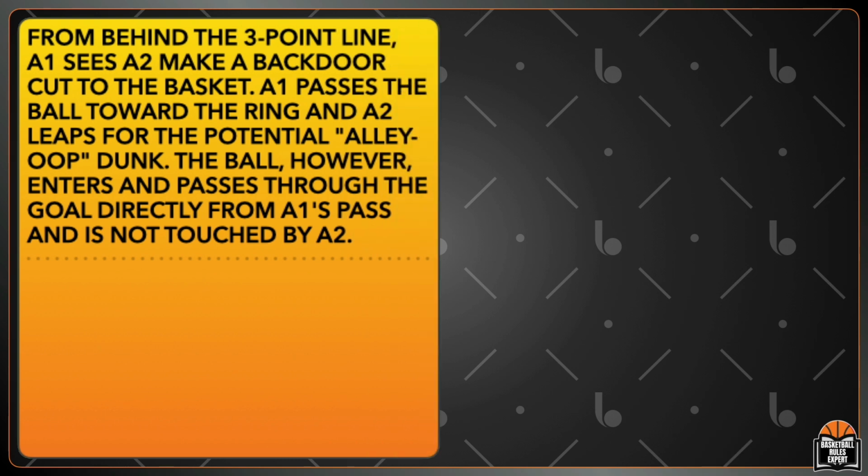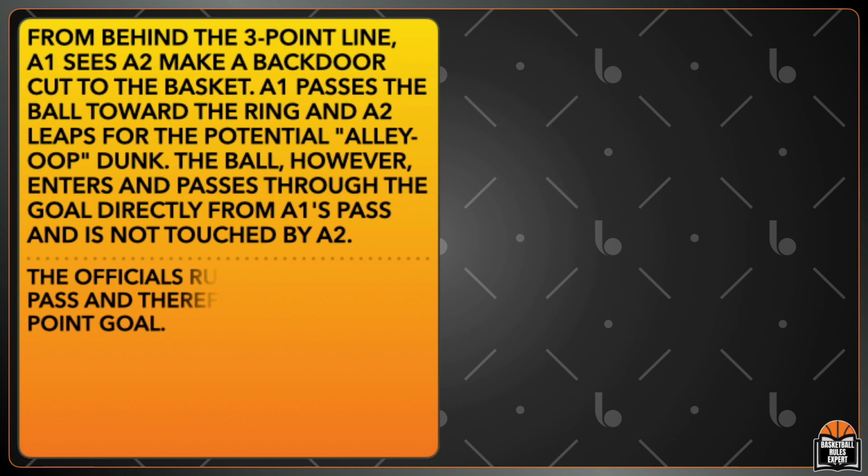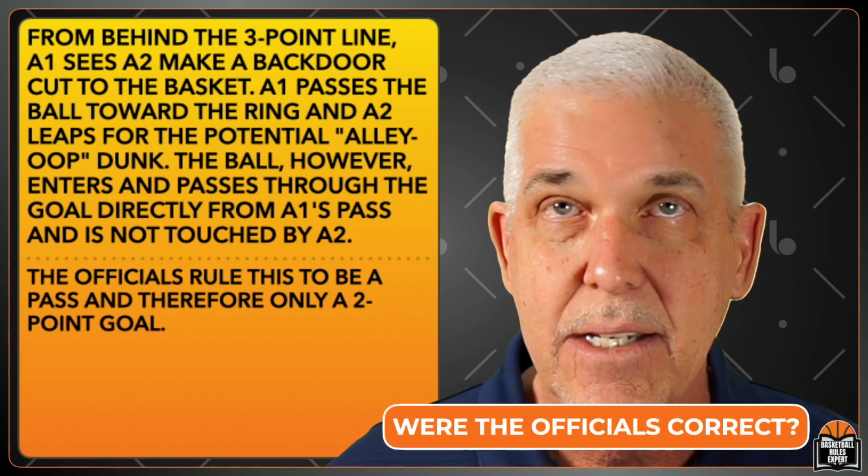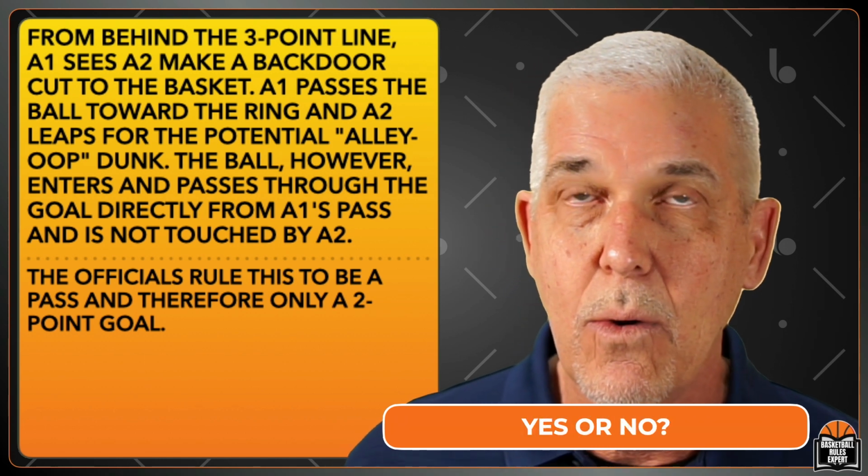From behind the three-point line, A1 sees A2 make a backdoor cut to the basket. A1 passes the ball towards the ring, and A2 leaps for the potential alley-oop dunk. The ball, however, enters and passes through the goal directly from A1's pass and is not touched by A2. The officials rule this to be a pass and therefore only a 2-point goal. Were the officials correct? Yes or no, right?